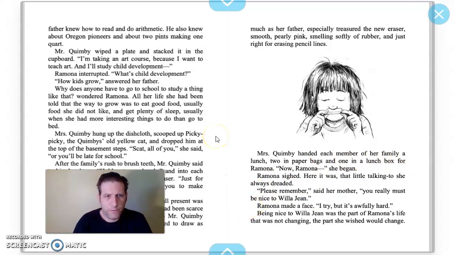Her father knew how to read and do arithmetic. He also knew about Oregon pioneers and about two pints making one quart. Mrs. Quimby wiped a plate and stacked it in the cupboard. "I'm taking an art class because I want to teach art. And I'll study child development." Ramona interrupted. "What's child development?" "How kids grow," answered her father. "Why does anyone have to go to school to study a thing like that?" wondered Ramona. All her life she had been told that the way to grow up was to eat good food, usually food she did not like, and get plenty of sleep, usually when she had more interesting things to do than go to bed.